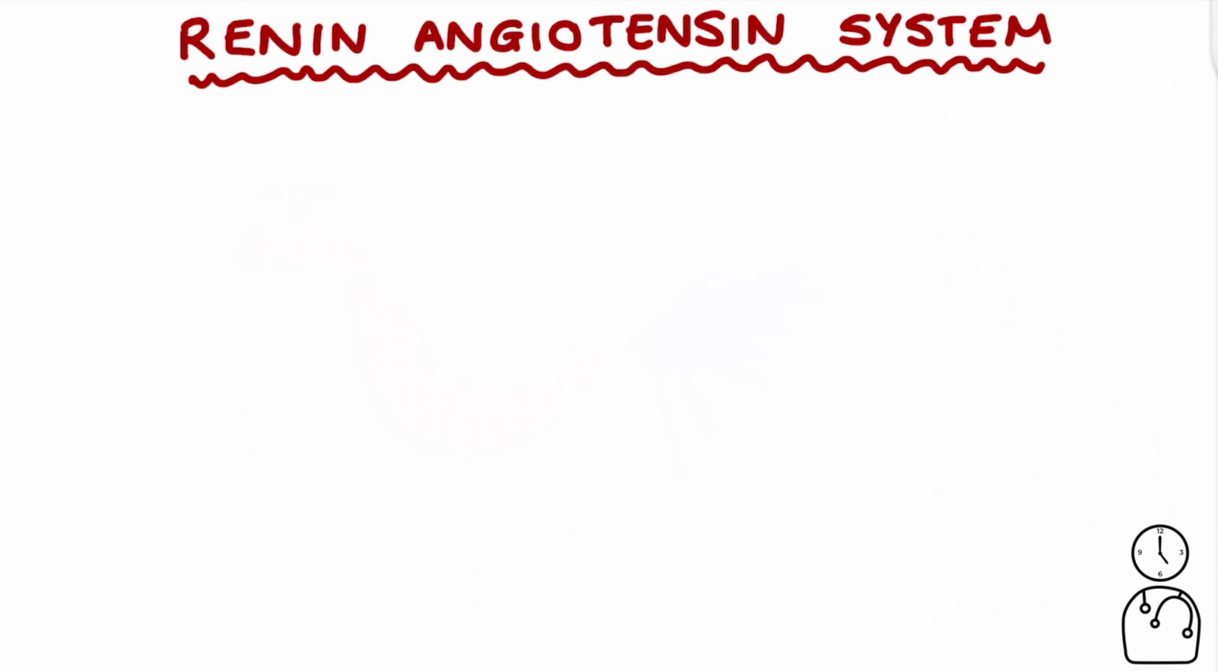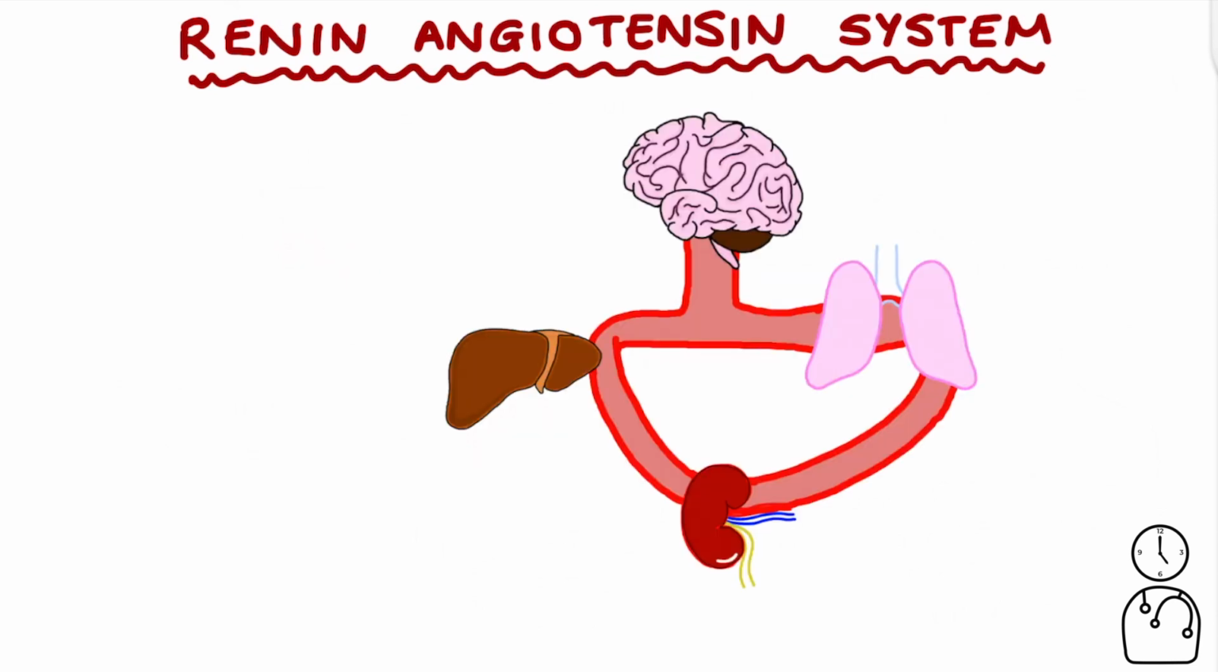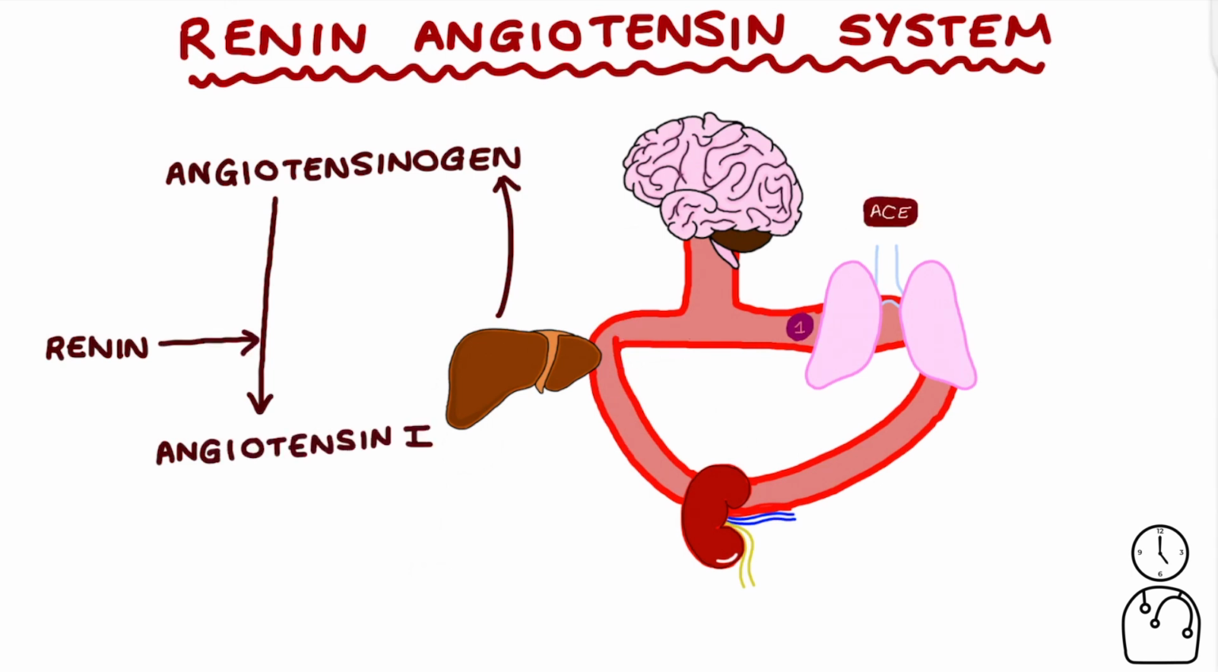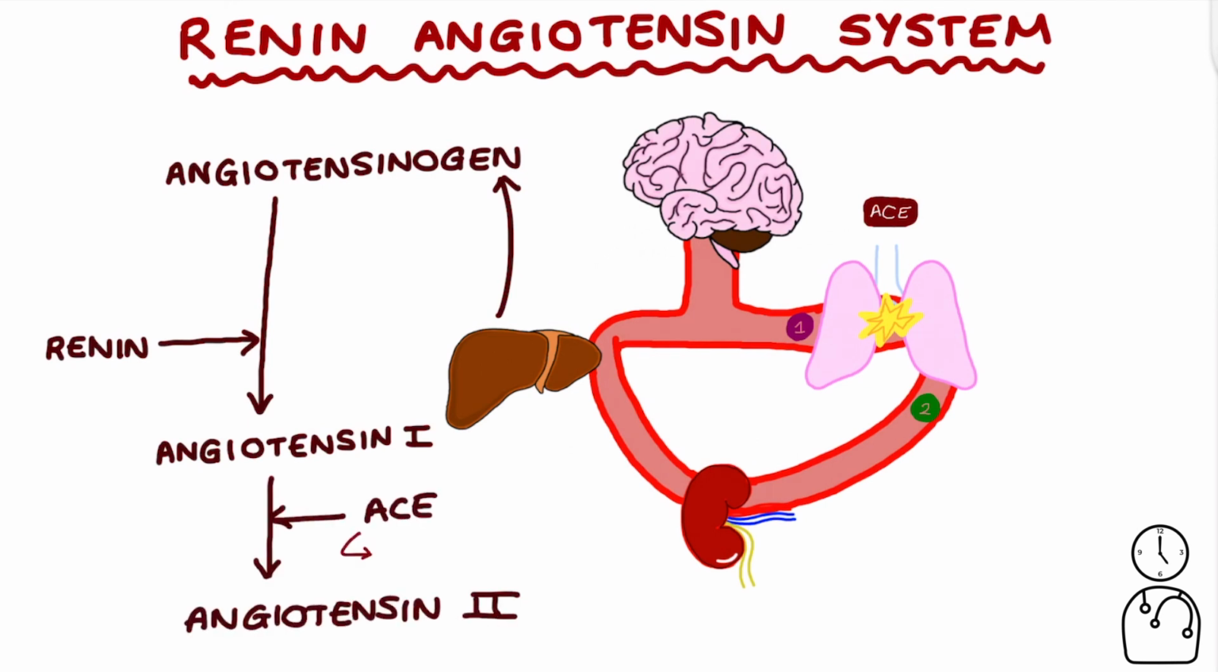Okay, so what actually is the renin angiotensin system? Well, the kidney makes renin, which enters the bloodstream and meets angiotensinogen, which is in the blood but produced by the liver. Renin causes angiotensinogen to be converted into angiotensin I. Angiotensin I travels to the lungs where it is converted by an enzyme called ACE into angiotensin II. ACE stands for angiotensin converting enzyme. Angiotensin II is what brings about the actions that we see.